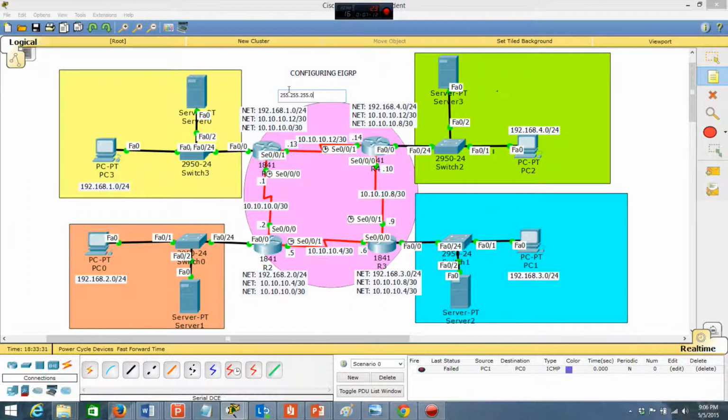Now to find the inverse part of this mask, you want to do 255.255.255.255. Now to find the inverse portion, you want to do a little subtraction. When we subtract 255 from 255, we get 0. 255 from 255, we get 0. 255 from 255, we get 0. And you subtract 0 from 255, you get 255.